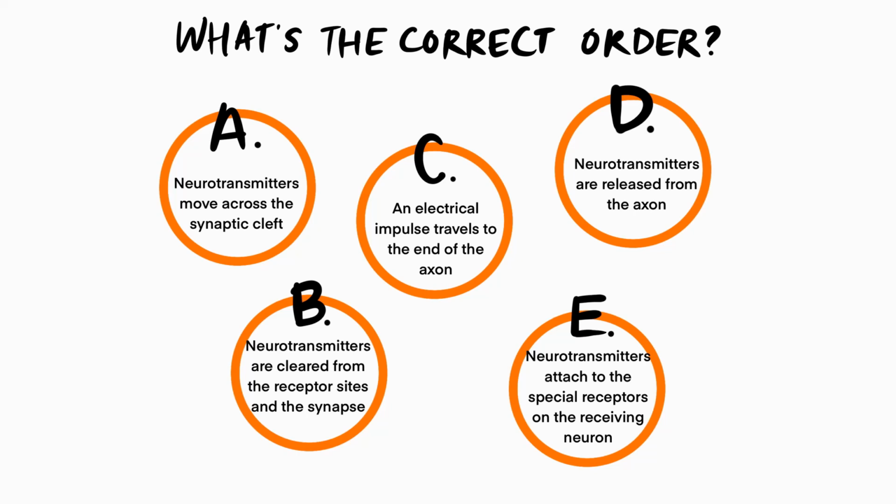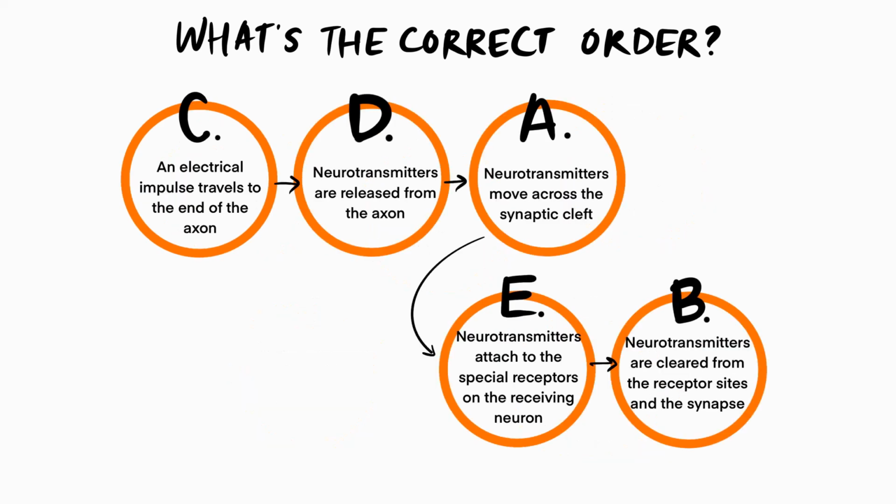The correct order is C. An electrical impulse travels to the end of the axon. Then D. Neurotransmitters are released from the axon. Then A. Neurotransmitters move across the synaptic cleft. E. Neurotransmitters attach to special receptors on the receiving neuron. And finally, B. Neurotransmitters are cleared from the receptor sites and the synapse.